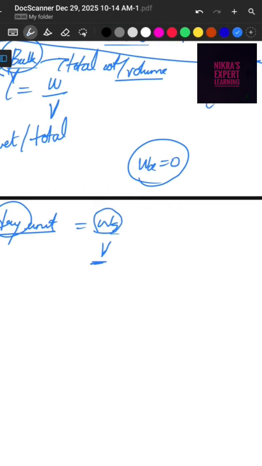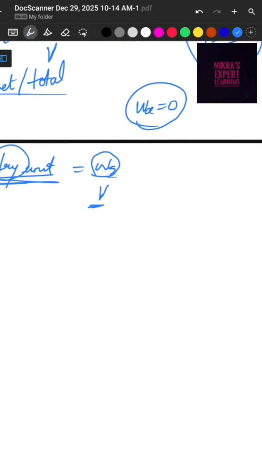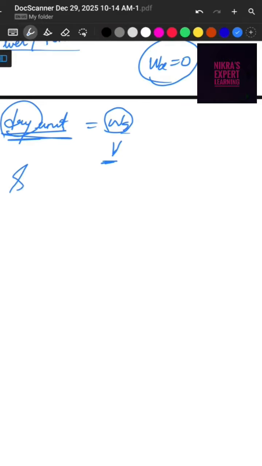The only thing we have to remember is density is equal to weight by volume. From this we will get all the weights. First the bulk unit weight, second the dry unit weight. Bulk is also called wet or total unit weight. Okay, and next we have saturated unit weight. So saturated unit weight is gamma sat. For this we will take the weight of the saturated soil divided by the volume.